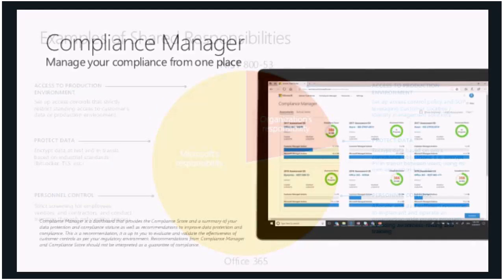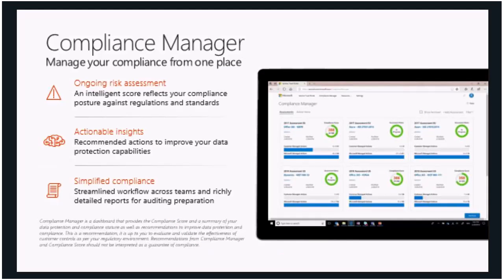So Compliance Manager does a couple of things, right? How do we assess the ongoing risk? Let's look at the controls, outline them, and give you an intelligent score as to how you're doing against these controls, right? Give you actionable insights, right? Recommend what you need to do to improve these protection abilities.